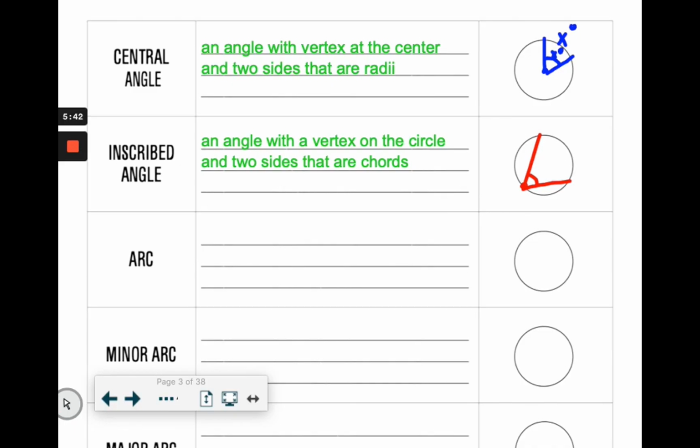Okay, I just used the word arc. That's a portion of the edge of the circle defined by two endpoints. So here's an arc. This is a word you should know from chapter 10. This is like arc AB. Our symbol is we draw a little arc over the top.